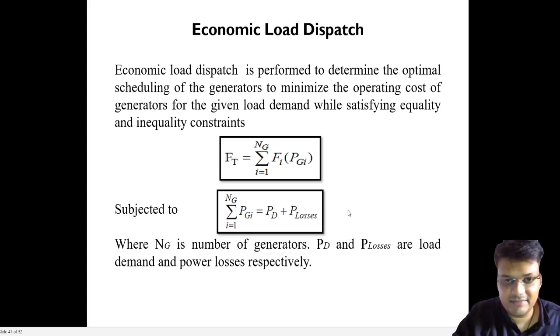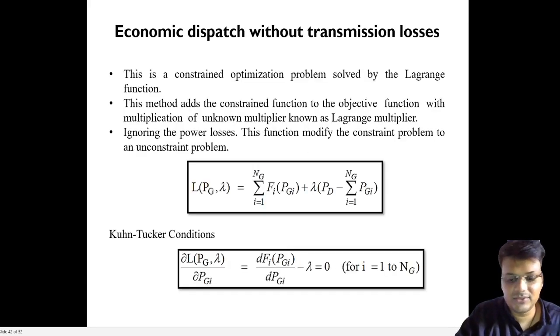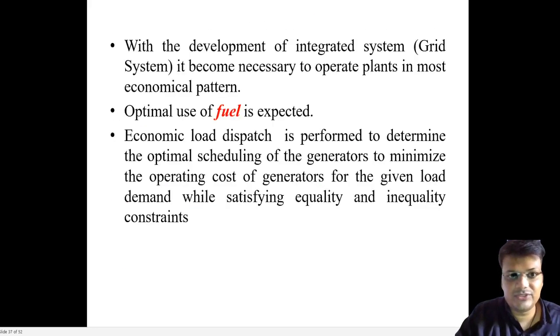We have two cases here. First we will study the economic load dispatch problem when there are no losses, which is a hypothetical condition. We will consider P_loss equal to 0, so the generated power P_G is equal to the power demand. The second case is with loss, where we consider the loss in the system and how the cost of generation varies. We will study economic dispatch without transmission loss and with transmission loss one by one on Tuesday.